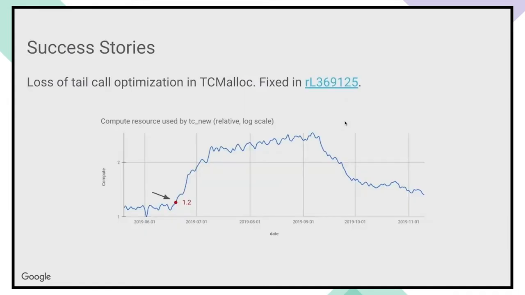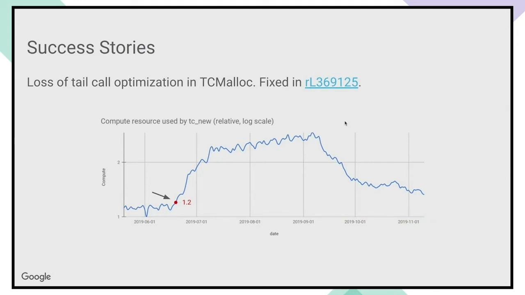Now, I want to share a success story from fleet level analysis. While looking for interesting changes, one of the colleagues noticed that the time spent in a tcmalloc function started growing rapidly. The chart here shows total compute resources spent on this function. You can see that the CPU usage has more than doubled.